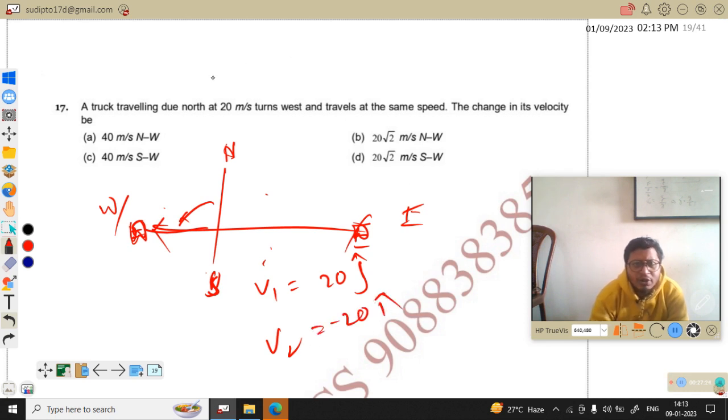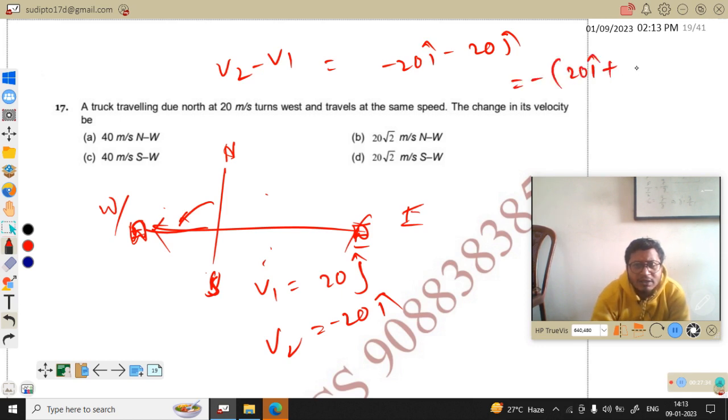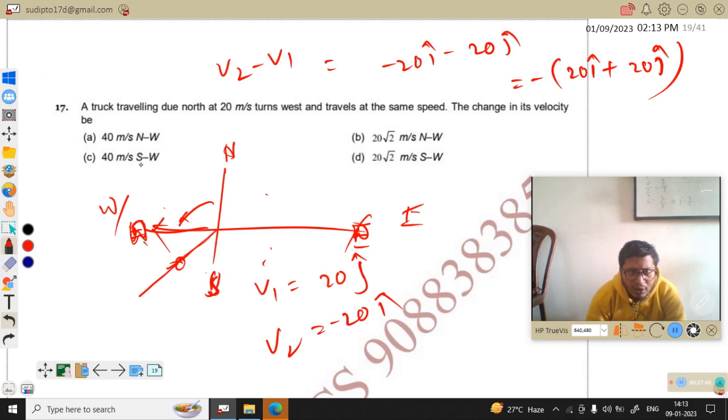So the change of velocity is V2 minus V1, so minus 20 i cap minus 20 j cap, which is minus of 20 i cap plus 20 j cap. Both i and j are minus. In this coordinate, it is moving in this direction, so it will be west and south, that is southwest.